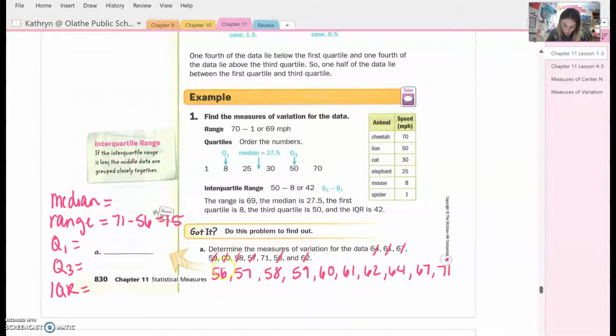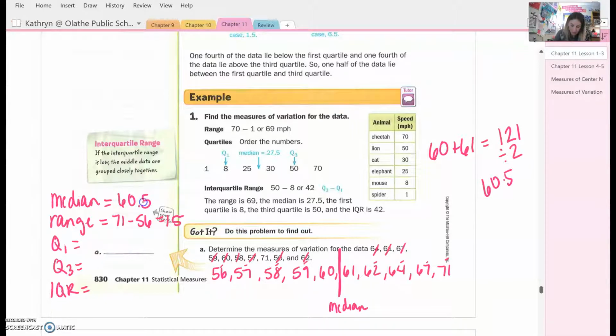So I count in from each end, and I have 2 that are in the middle, which means I'm going to split that in half. There's my median. Now that I've split it in half, I have 60 and 61, so since I have 2 of them, I'm going to add those together. When I add those together, I get 121, and when I divide that by 2, I get 60.5. So my median is 60.5.